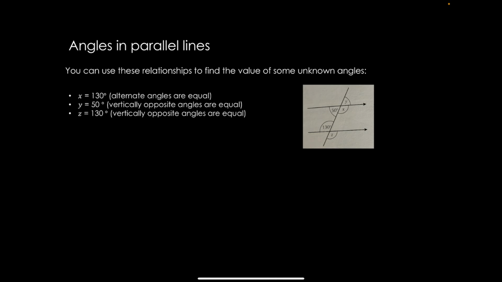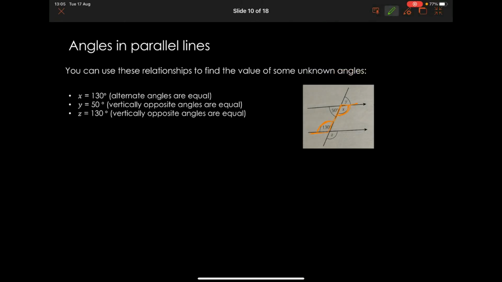Now, X must be 130 degrees because it creates that Z angle. It's backwards, but it's still a Z look. Okay, so this 130 and this X here are going to be the same. So X must be 130. Y must be 50 degrees because we've got 50 degrees there and the vertically opposite angle to it is the same.